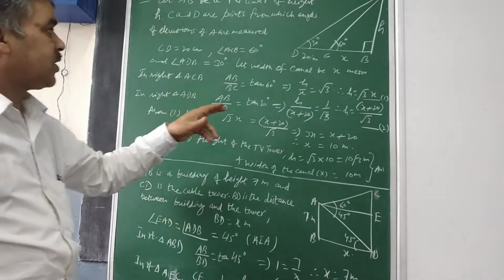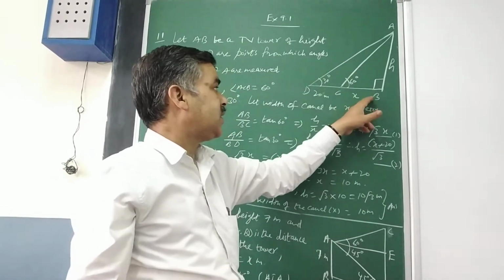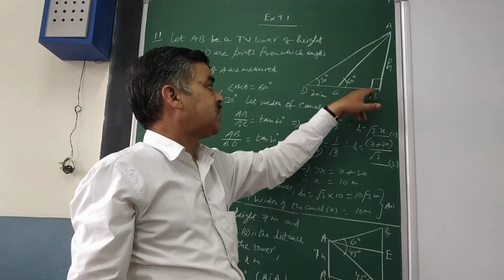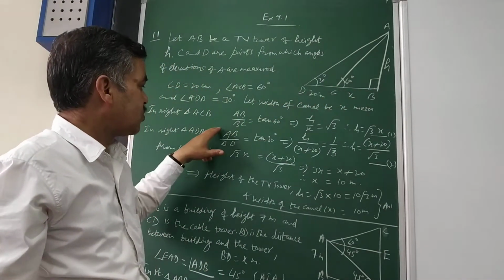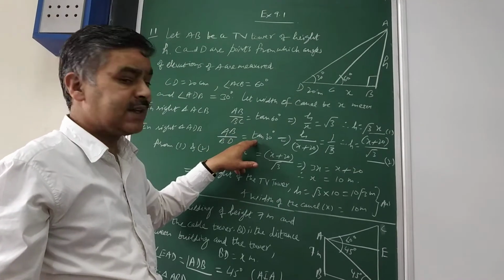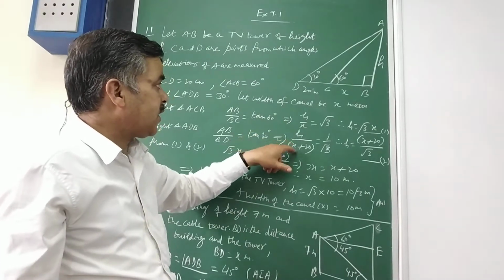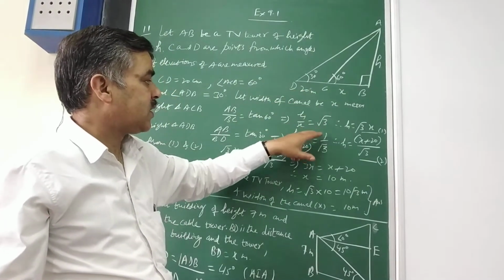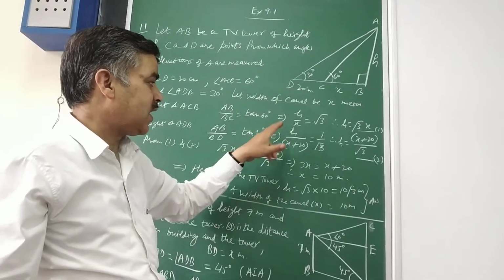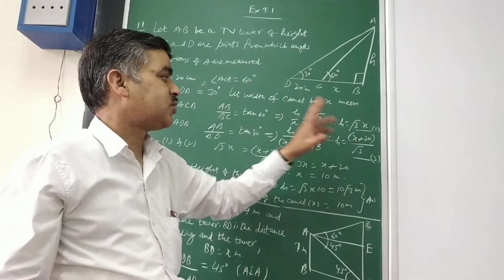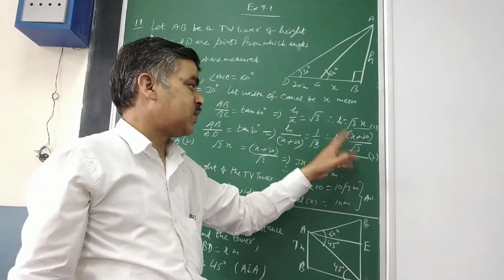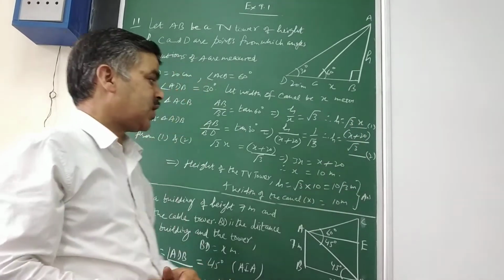Now if you study this triangle ADB, again the perpendicular is AB and the base is DB. So AB upon DB is equal to what? Tangent 30 degree. So tangent 30 degree, H upon X plus 20 is equal to 1 upon root 3. Again I have expressed H in terms of X, and that is X plus 20 upon root 3, which is the second equation I have taken.